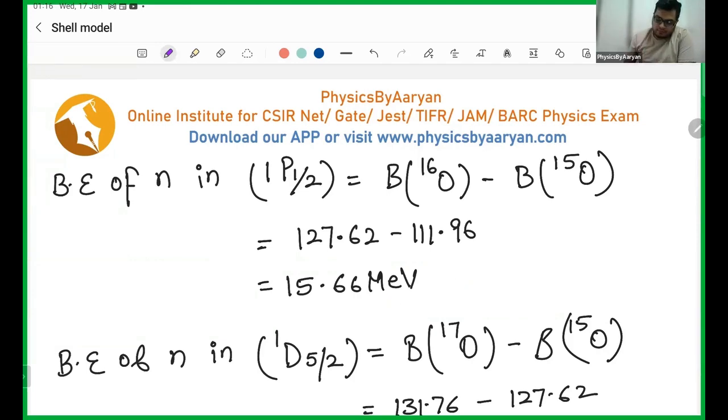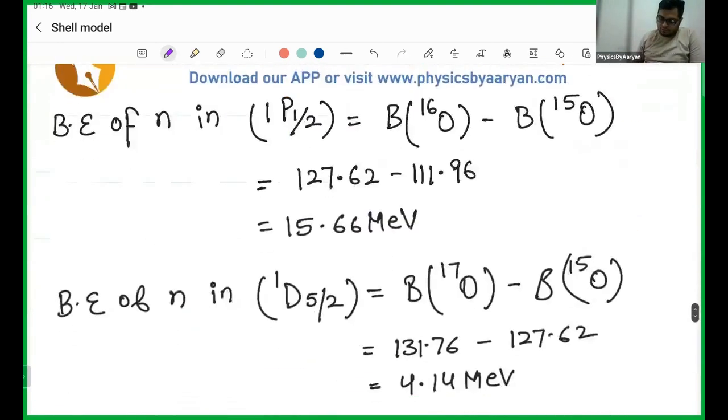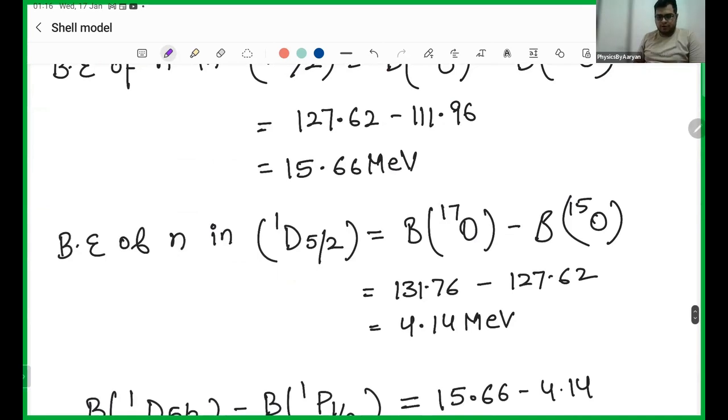But if I subtract these two binding energies, this and this, I get the energy of d 5/2. Right? You can clearly see, both of them have s 1/2, both of them have p 3/2, both of them have p 1/2. But this has d 5/2, and this does not have d 5/2. If I subtract the binding energy of both, I will get the energy of d 5/2.